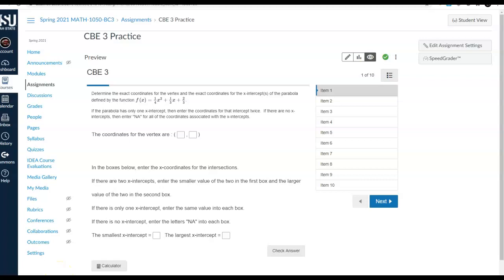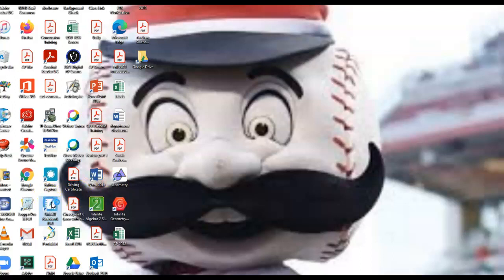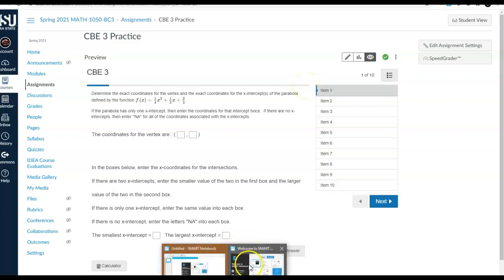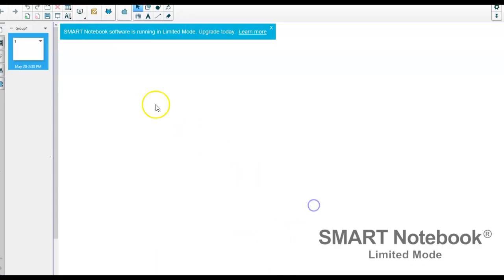Okay, we're going to give this a try again here, see if we can get this correct. So this is exam 3 that we're looking at. My first question is finding the vertex and my x-intercepts if there are any. So let's do this.